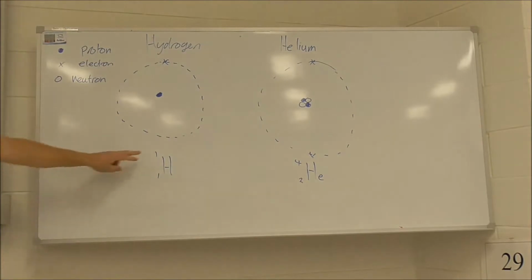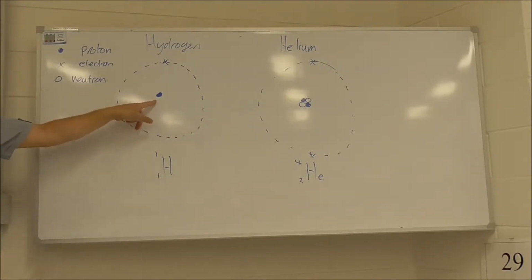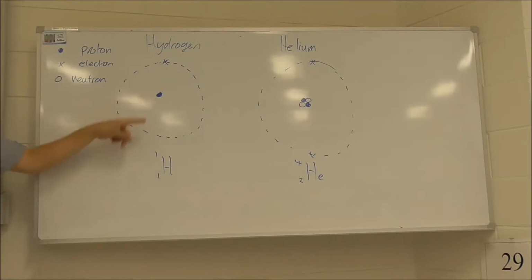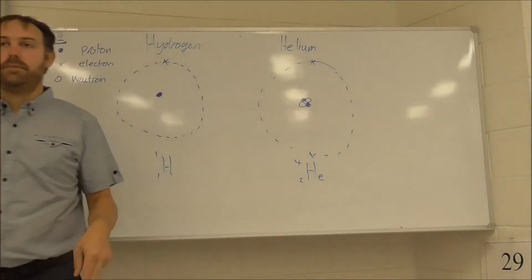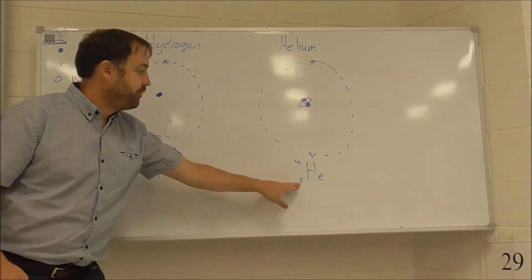So these 2 numbers here, that number there is what we call the atomic number, and it is the number of protons. For every specific type of atom, every hydrogen atom has only 1 proton. That's what makes it hydrogen, the fact that there's 1 proton. Every helium has 2 protons. And so you can see here, this is the atomic number.